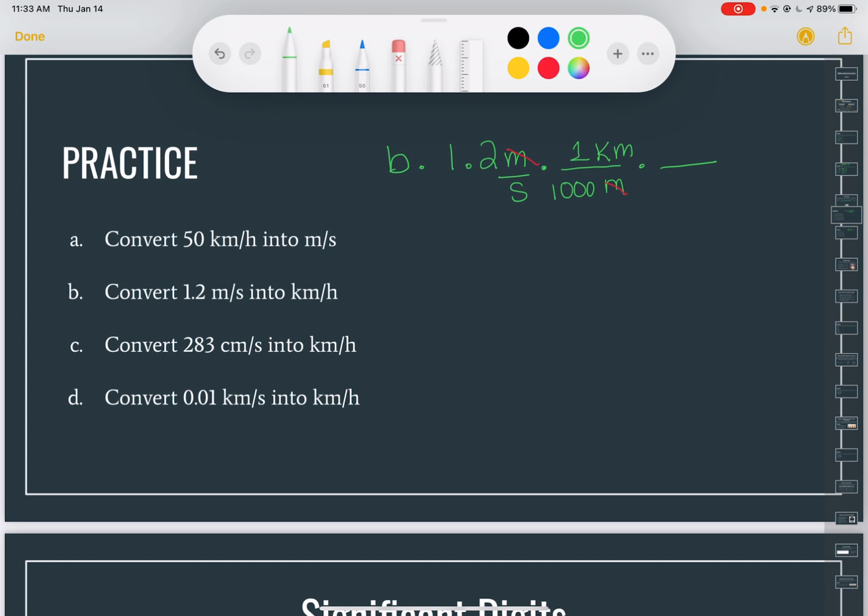And then our seconds is on the bottom, so we want seconds on the top, and what we want on the bottom is hours. In 1 hour, there's 3,600 seconds. All right, so again, we just multiply across the top and the bottom. What I like to do here is go 1.2 multiplied by 1 multiplied by 3,600 gives me 4,320.